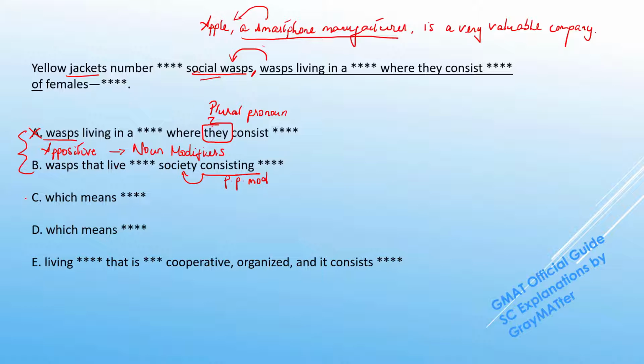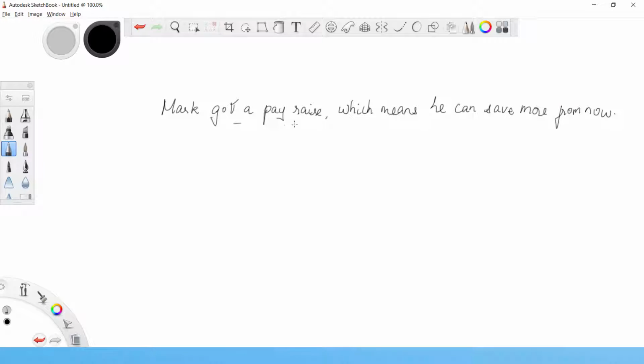Now in C and D, we do not have the appositive constructions, but we rather have relative clauses that start with which, which means that their society is like this, or which means that they live in a society. Now, either way, could these relative clauses work? Let's look at an example. Mark got a pay raise, which means he can save more from now. This is something that is very common in speech and is totally fine in speech, but think about it grammatically.